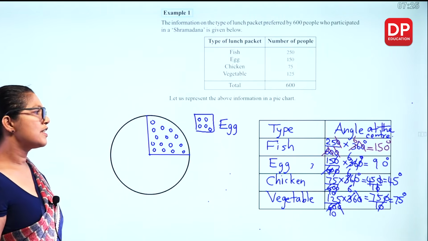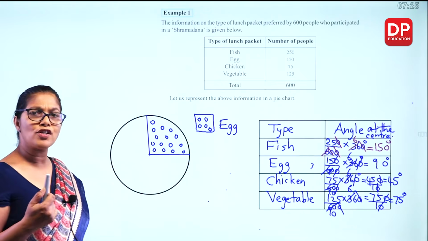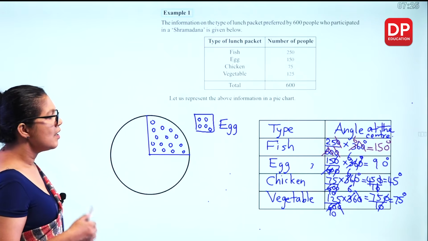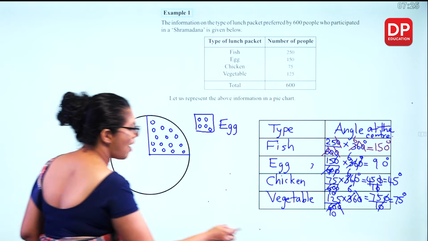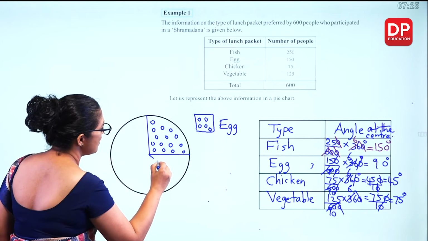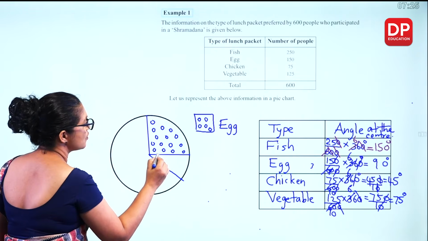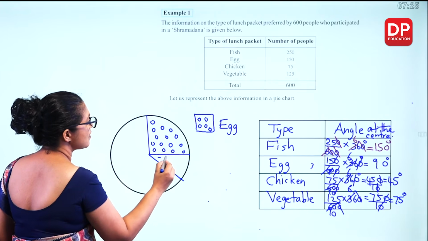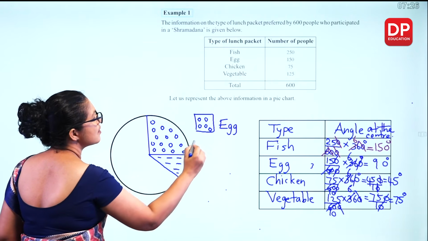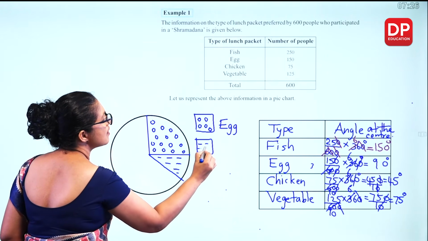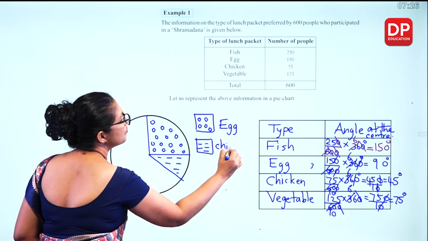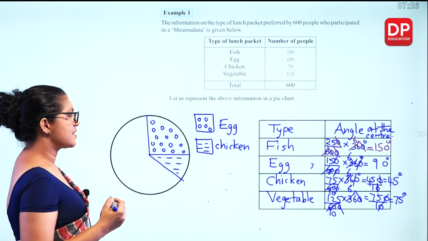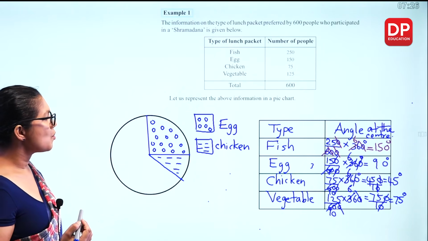So 150 and 45. 45 also we can easily mark because it is half of 90. So here that's chicken. So I can mark this. 45 is somewhere here. So what about that? That's chicken. So I can mark something like this to represent this one as chicken. What about the other one? That's 45 degrees.